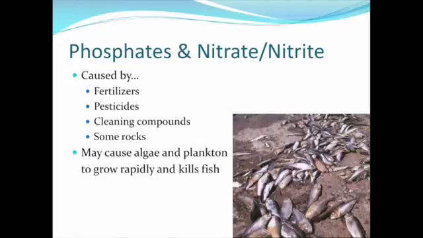Phosphates and nitrates are important ones. These may be found in water bodies after these bodies being in contact with fertilizers, pesticides, cleaning compounds, and some rocks. The important thing about these chemicals, phosphates and nitrates, is that their presence allows for algae and plankton to grow rapidly in water bodies. As any other aerobic organism, these organisms need oxygen to survive, so the more of them, the more oxygen consumption, therefore less dissolved oxygen in water for fish to breathe, which will eventually cause them to die.